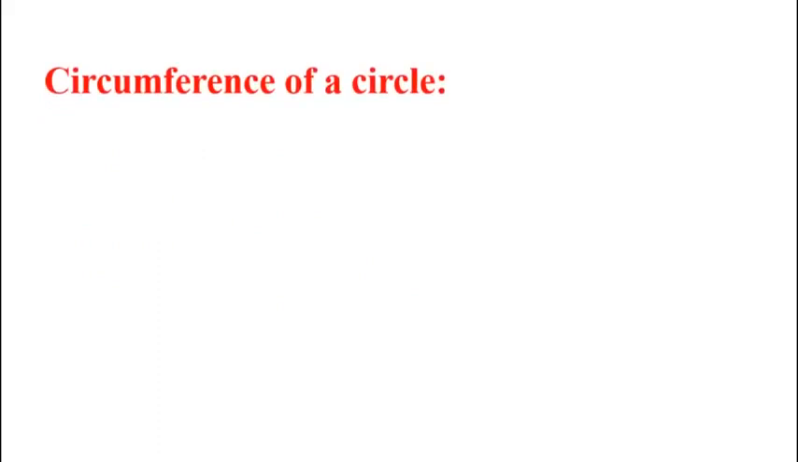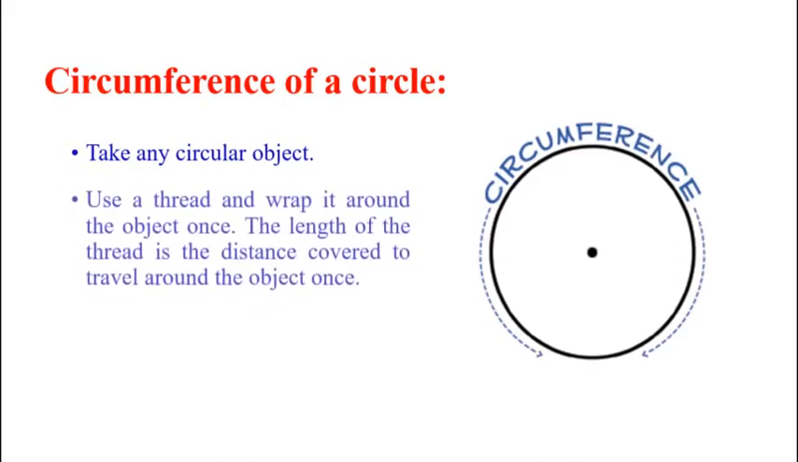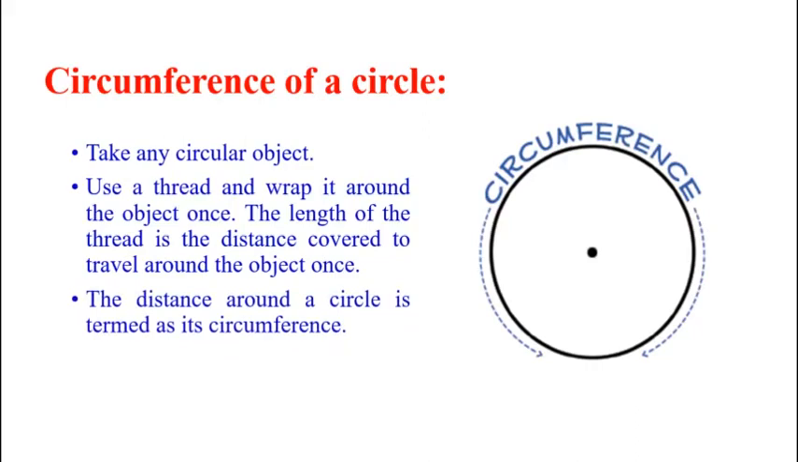Then what do you mean by circumference of a circle? Take any circular object, use a thread and wrap it around the object once. The length of the thread is the distance covered to travel around the object once. The distance around a circle is termed as its circumference. Here in this figure, the circumference is the distance around this circle.